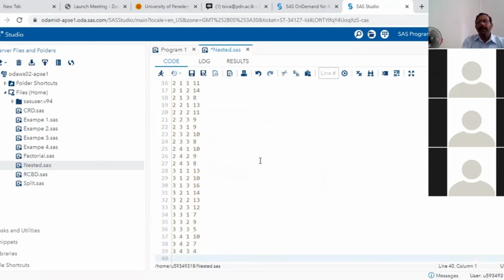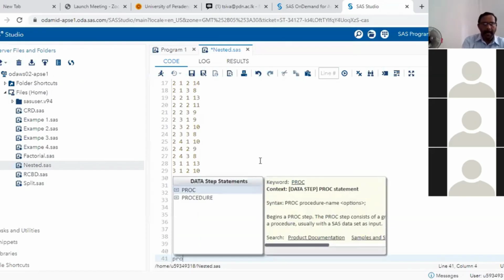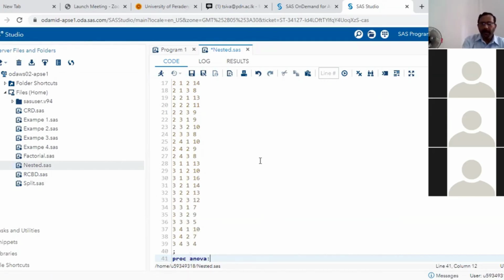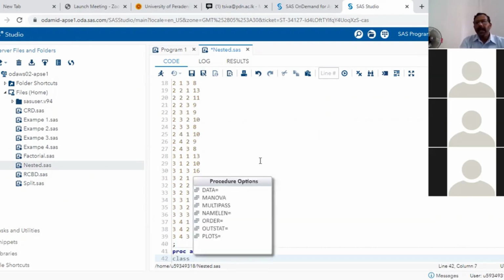Then semicolon. Then what is next? Proc ANOVA. Now we will have to recall the model statement in proc ANOVA, fine. What is the class? Here also, classified variables. Indujalini, tell me, what are the class variables?